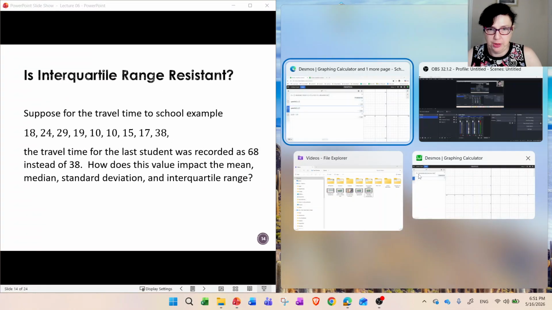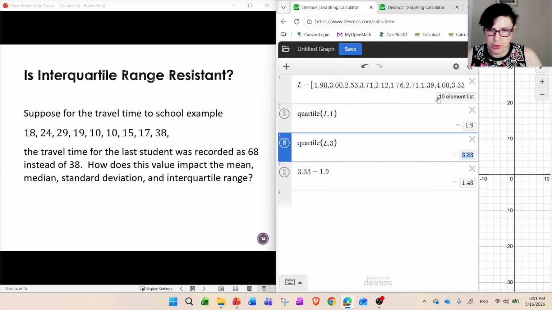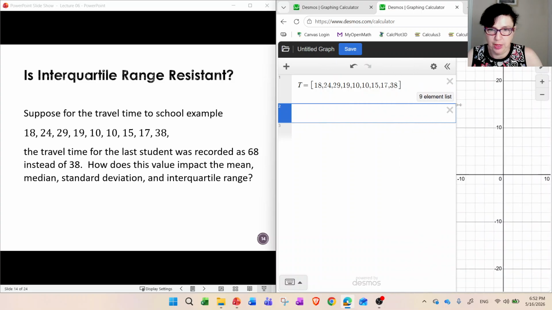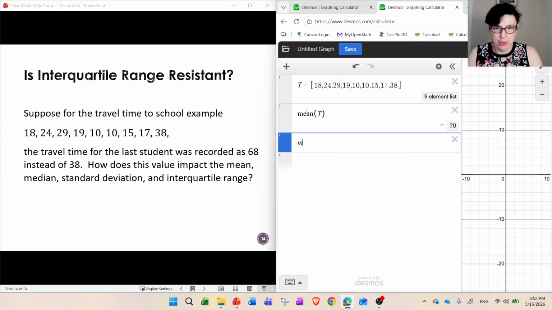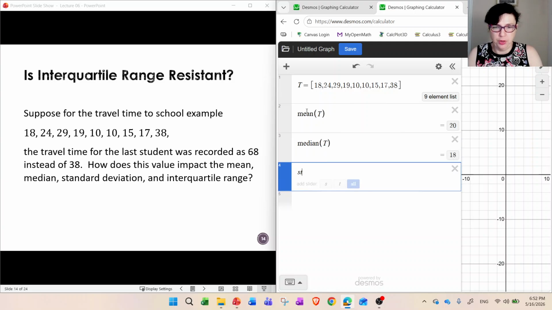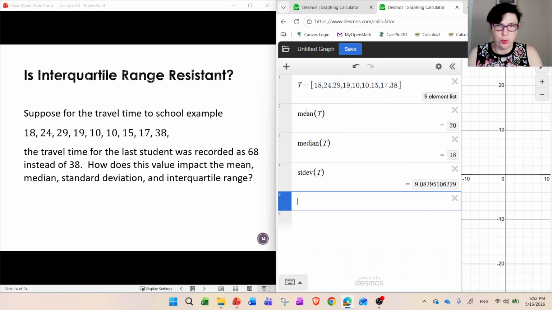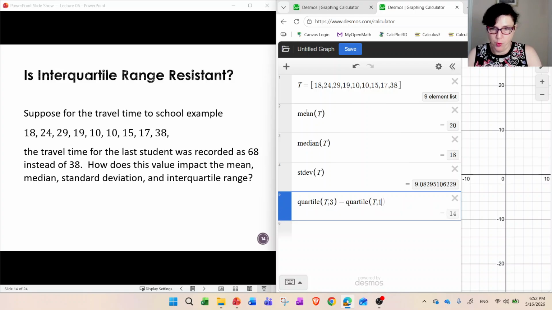Okay, so I'm going to split the screen. I am going to have the Desmos here, and let me just switch to the other Desmos where I have the data. And this is the travel to school example. So what I want to do is compute the mean, the median, the standard deviation, and the interquartile range. Now, this would be the difference between the third quartile, so that would be t, 3, and the first quartile, so t, 1. Now I have all of them right here, right?